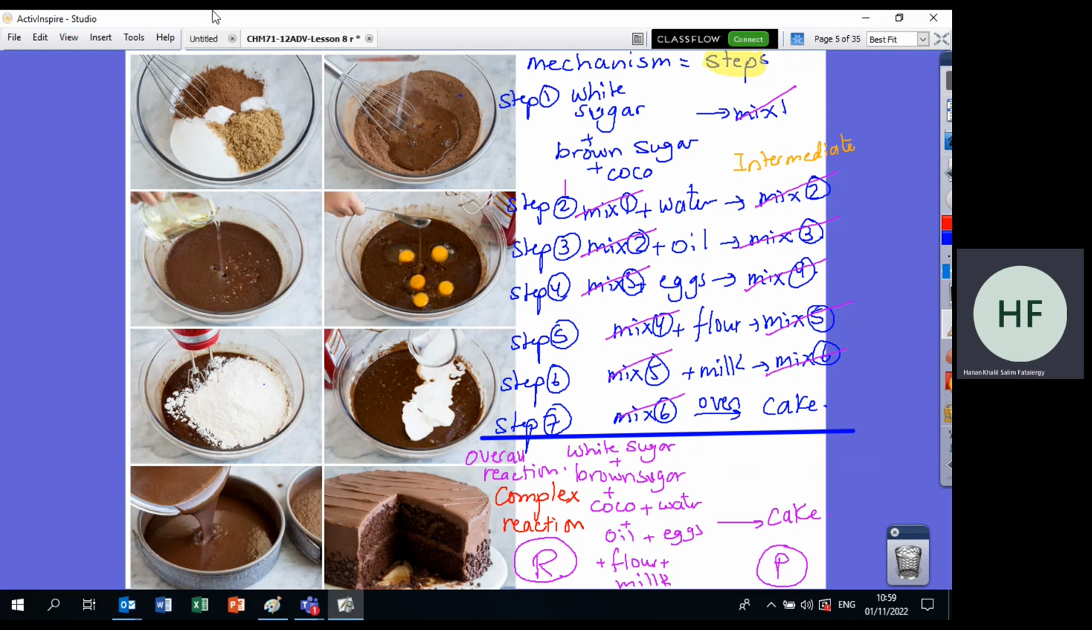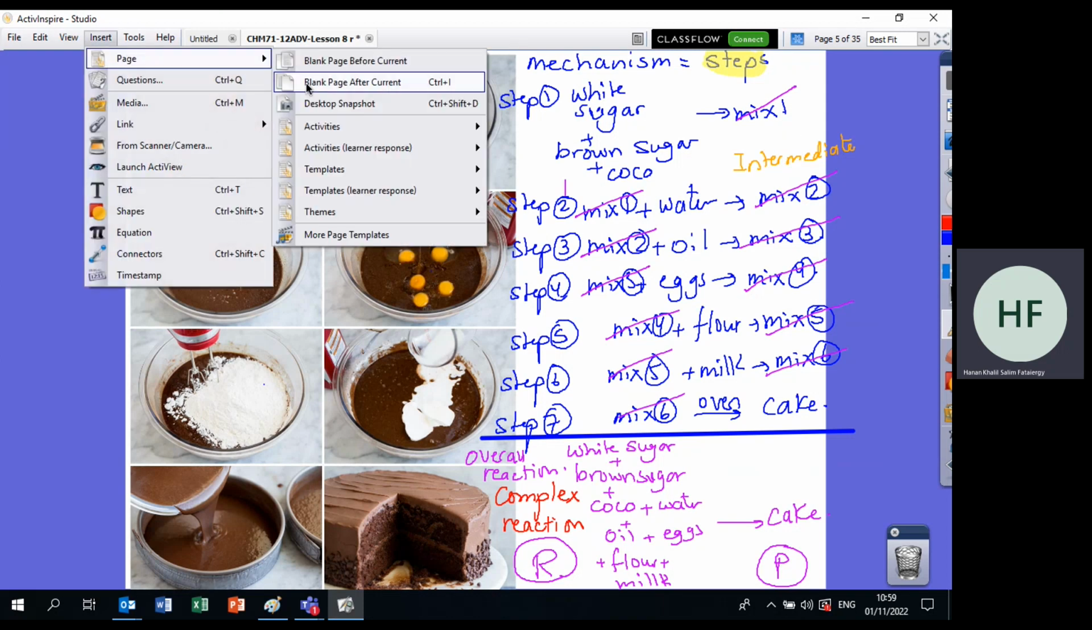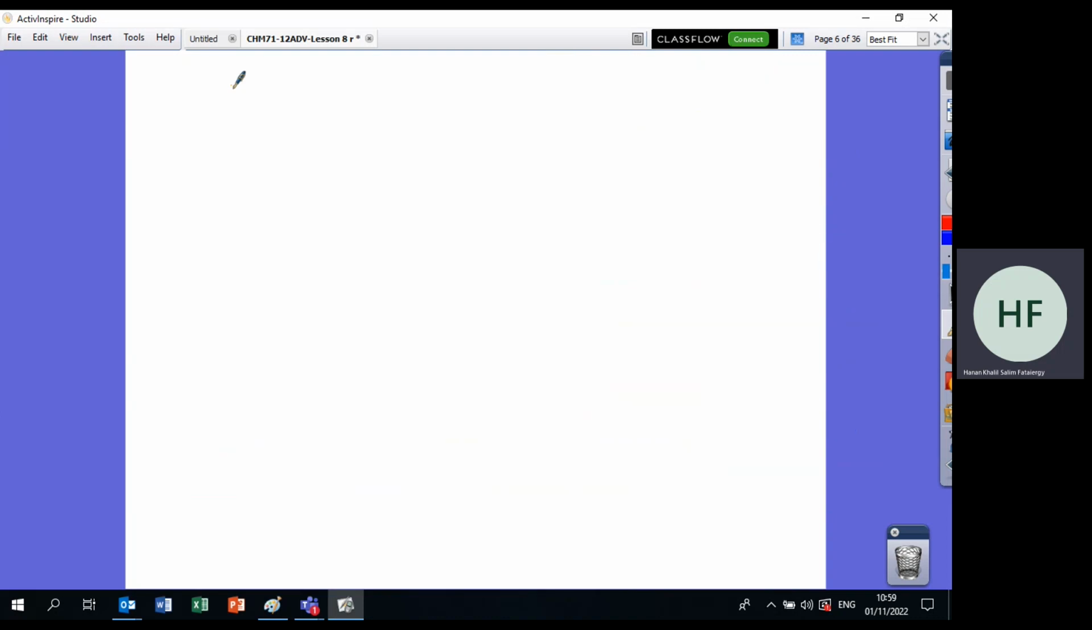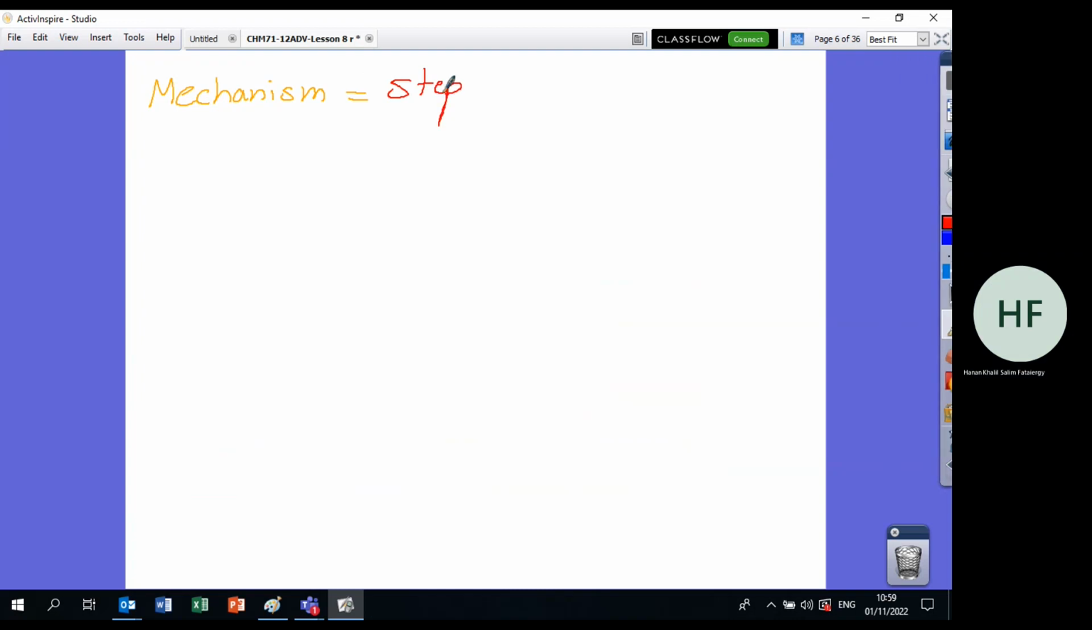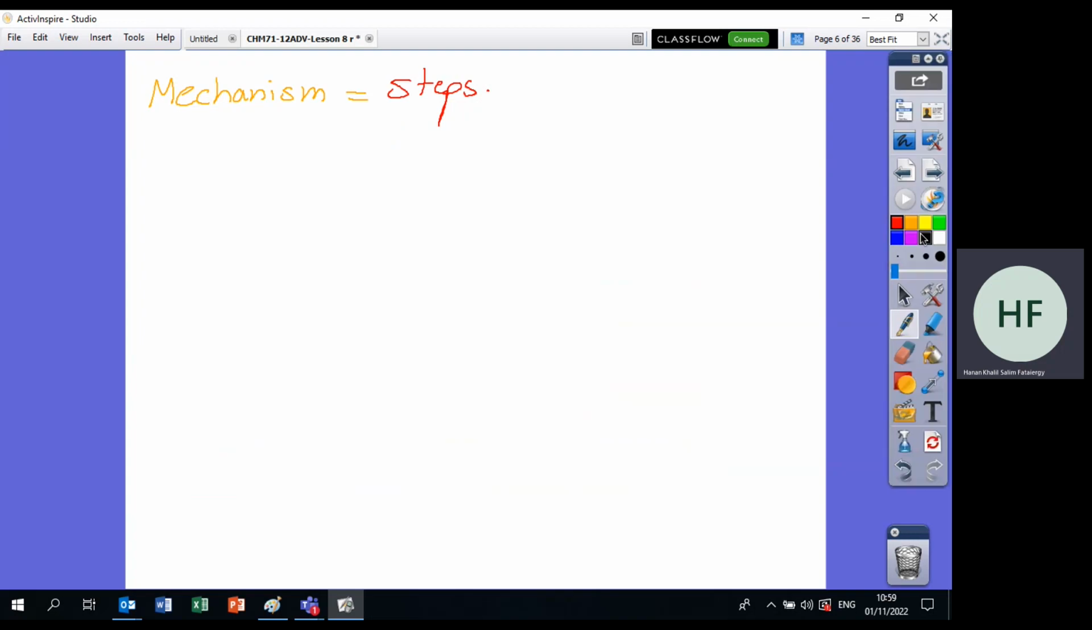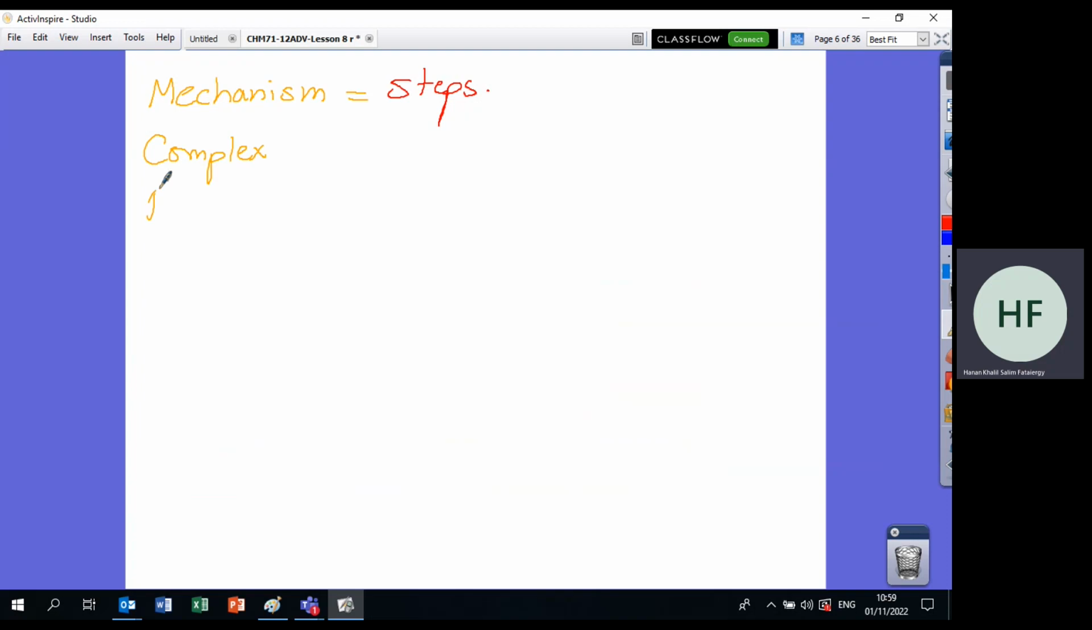Now, so far, let me insert a new page and write for you the new terms that we learned so far. First word you need to know is mechanism. What is the reaction mechanism? The reaction mechanism means the steps. And note that everything needs steps. Like if you are making cookies, you need to know the steps. You are making biryani, you need to do the steps. Okay, now second definition is, what is a complex reaction?